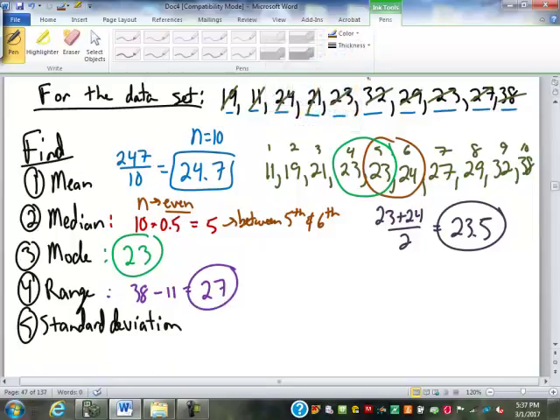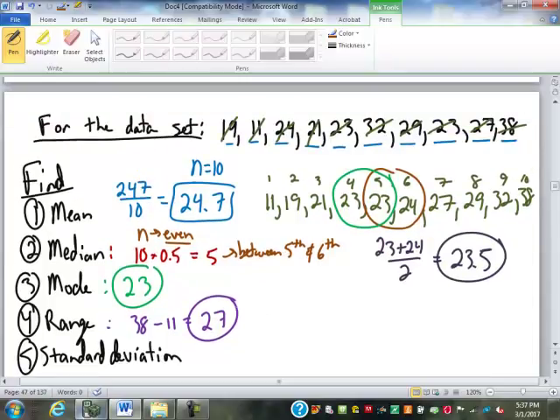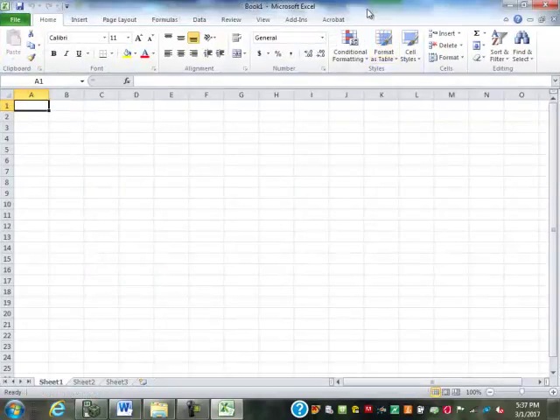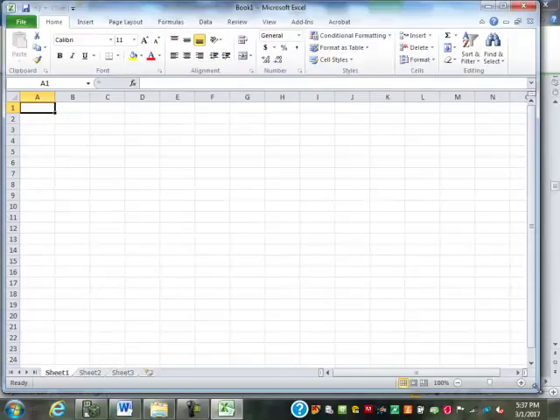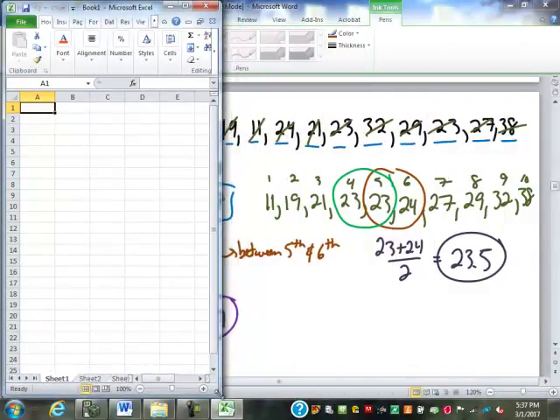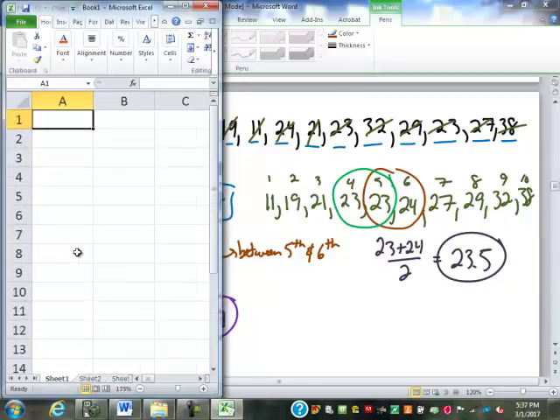How about the standard deviation? 6 simple steps. There you go. Now, I realize with a 10 number set, that's a little bit cruel, but let's do it anyway. You're probably going to think about what I'm about to do is cheating, and it may be, but I don't care. I'm going to let the computer do the work for me.